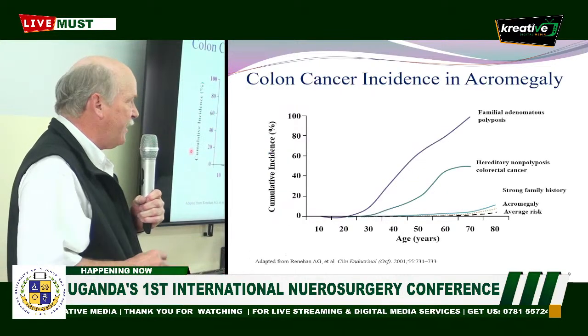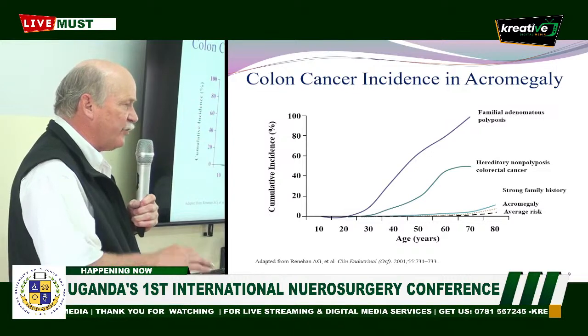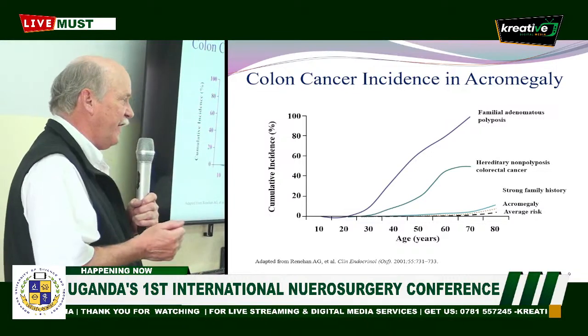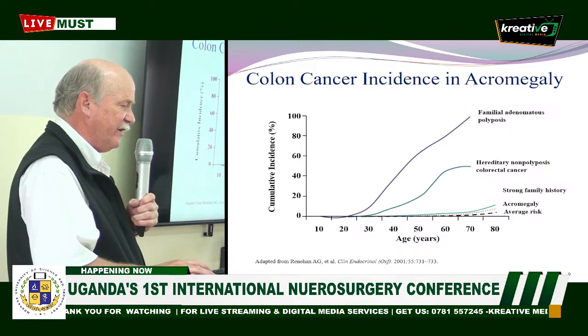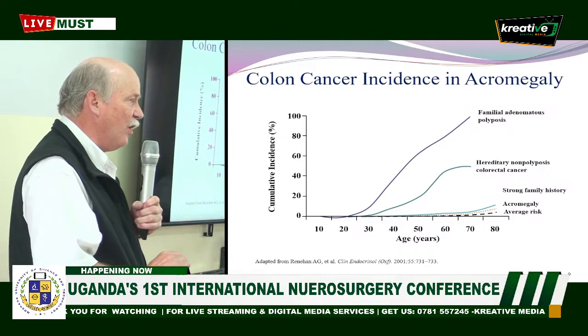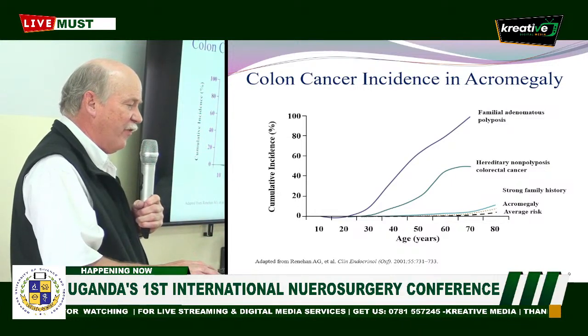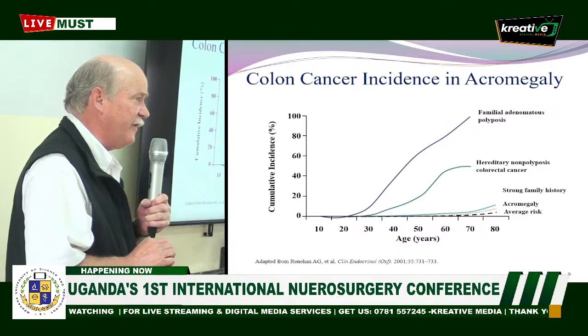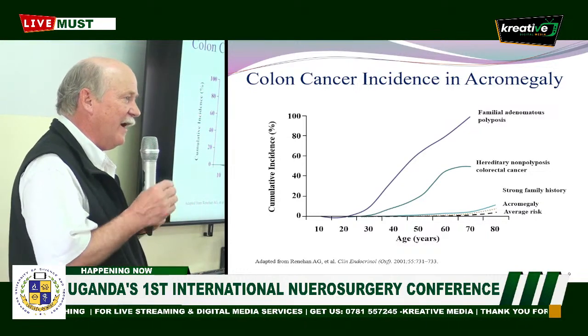So here's a graph showing the incidence of colon cancer. We had it drilled into us for years that you always check a patient with acromegaly for colon cancer. Well, this is actually the increased incidence from the norm. So it's more common, but it's not all that much more common. If you have one of the familial adenomatous polyposis syndromes, it's much, much higher.